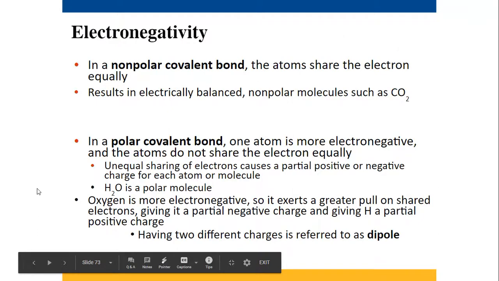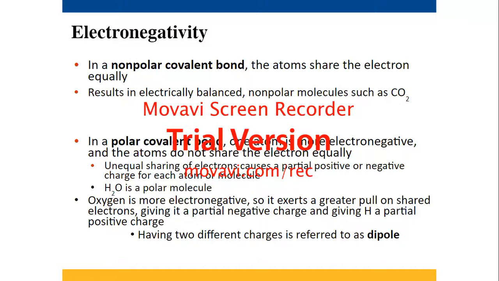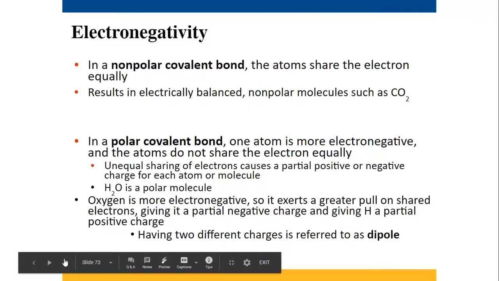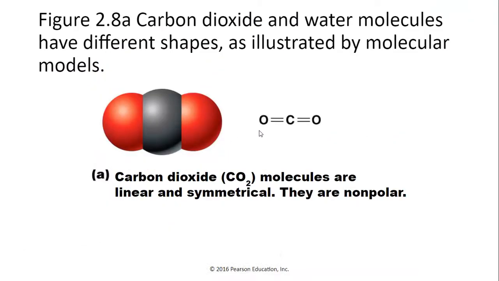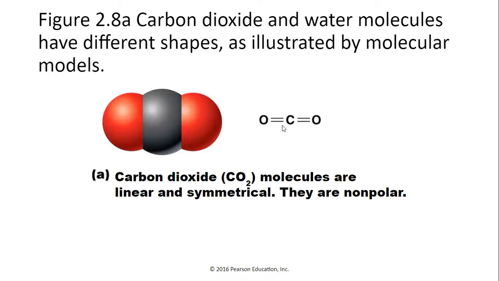All right, so then you're also going to have what's called non-polar covalent bonds, okay? In a non-polar covalent bond, the atoms share the electrons equally. Carbon dioxide is an example of a non-polar covalent bond, and you see in carbon dioxide, the electrons are shared evenly. That means carbon isn't pulling the electrons closer to itself, and oxygen isn't pulling the electrons closer to itself. So in a non-polar covalent bond, they are sharing the electrons evenly between each other.